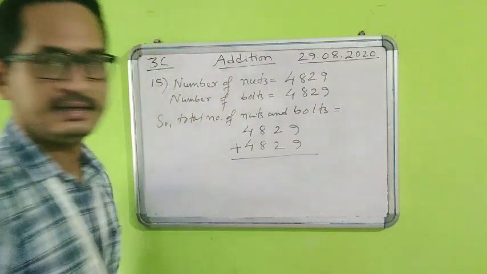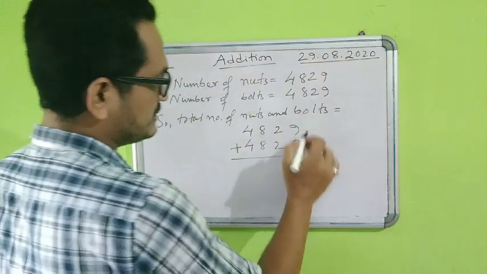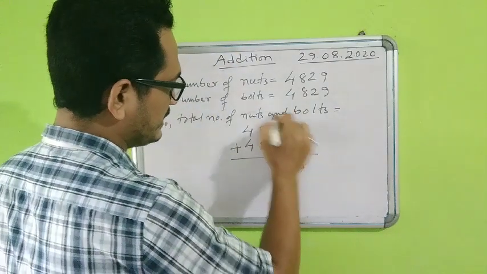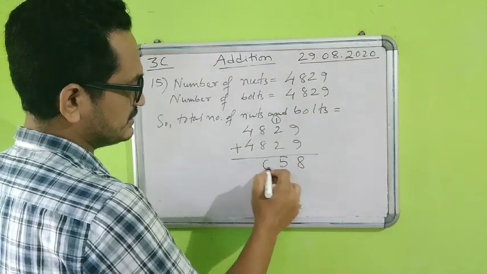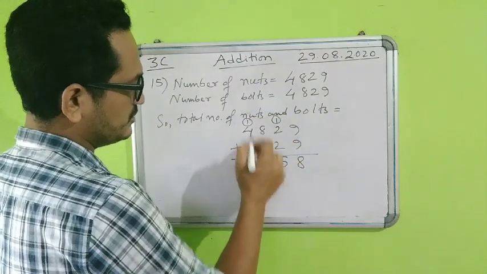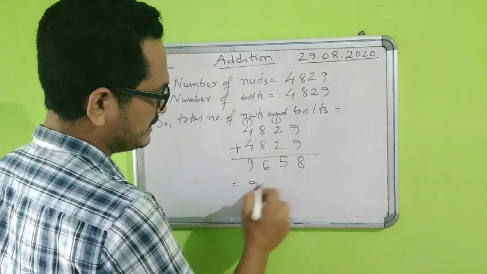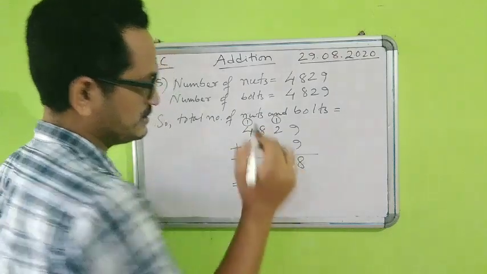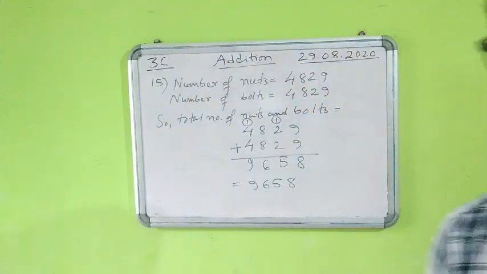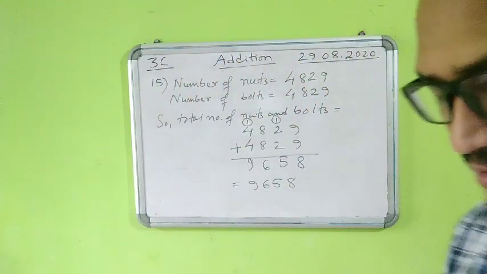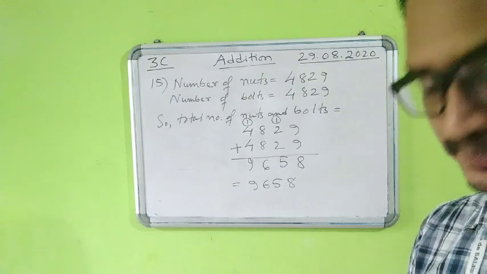So let us add. Now here 9 plus 9, it will be 18, 8 and 1 carried. 2 plus 2, 4, plus 1, 5. 8 plus 8, 16, 6 and 1 carried. 4 plus 4, 8, plus 1, 9. So it is how much? 9658. So this is the number of nuts and bolts all together. Okay, so students, question number 15 I have done.